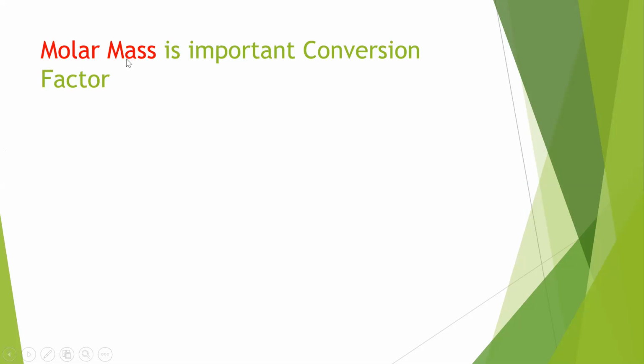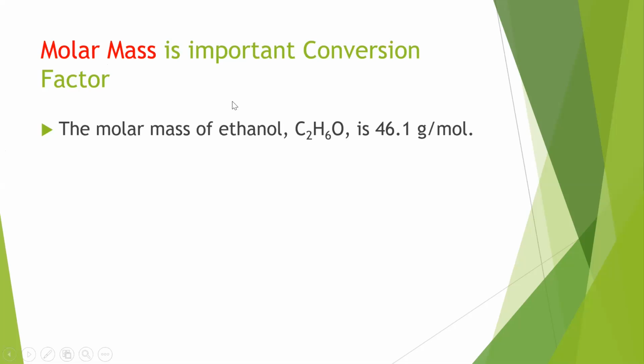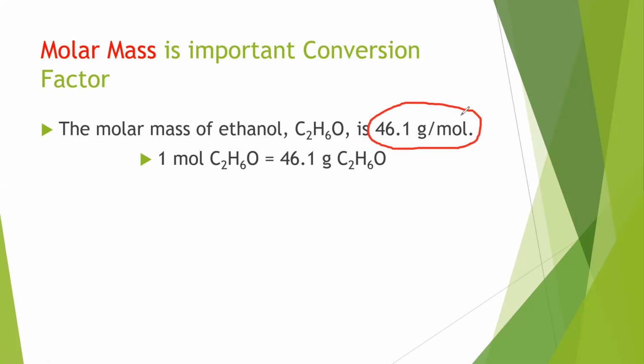Molar mass is the important conversion factor between any of these problems. If you look at a periodic table, you can find that the molar mass of ethanol, or C2H6O, is 46.1 grams per mole. So from that statement, we know that 1 mole of ethanol is 46.1 grams of ethanol. We can get that directly from this ratio.